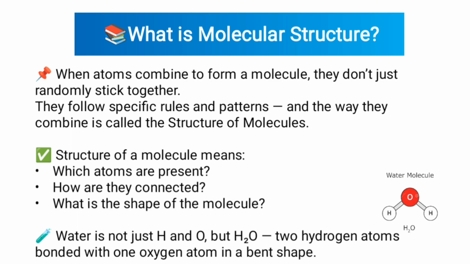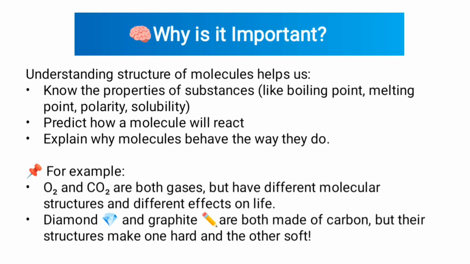My dear student, structure of a molecule means which atoms are present, how they are connected, and what is the shape of the molecule. Water is not just hydrogen and oxygen, but H2O: two hydrogen atoms bonded with one oxygen atom in a bent shape. My dear student, this is the shape of the water molecule. It is bent. Now, why is it important?